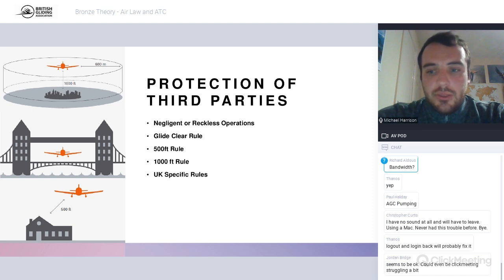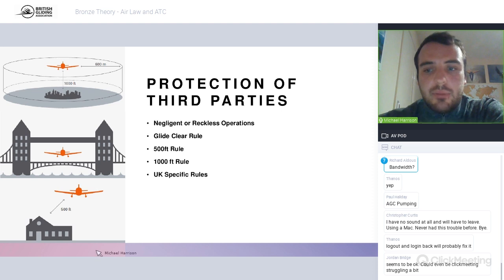You then have the 500-foot rule. The 500-foot rule is a slightly misunderstood rule sometimes. If you look at the little diagram on the bottom left, you see the arrow is diagonal. What that basically is telling us, the rule says you have to be 500 feet clear of persons, objects, and vessels, but that doesn't mean you have to be 500 foot over the top of them. You just have to be 500 foot clear of them.